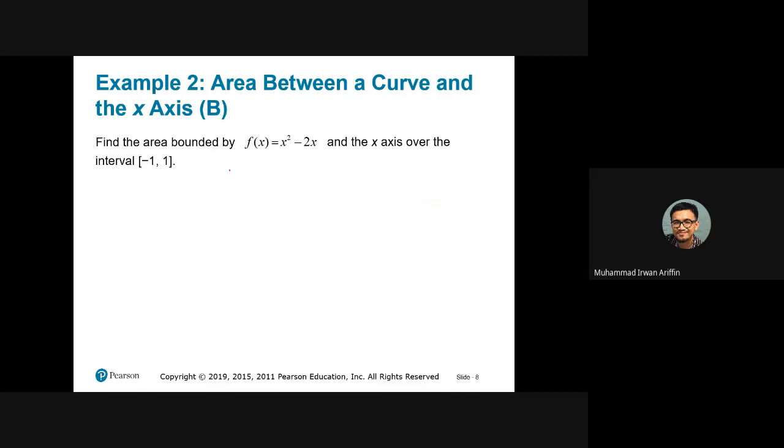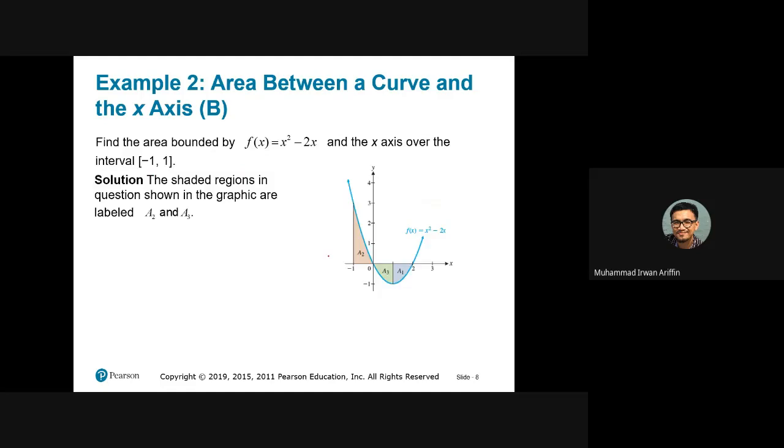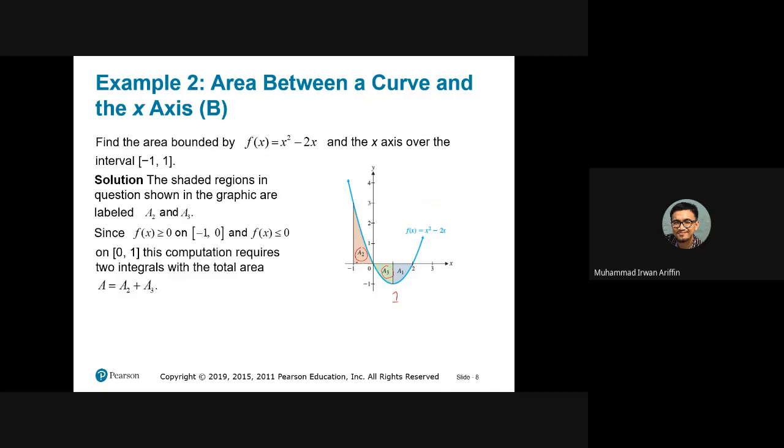Now let's say we change the interval from -1 to 1. So this is 1. We simply want to know a2 and a3. Now this involves a change in the function, where from -1 to 0 the function is positive, but from 0 to 1 the function is negative. So what we can do is find the area one by one. So the area will be a2 plus a3.